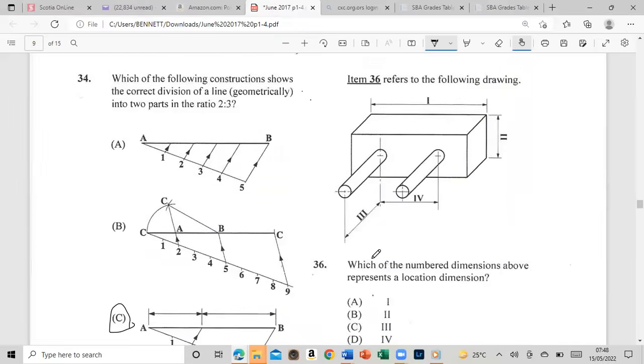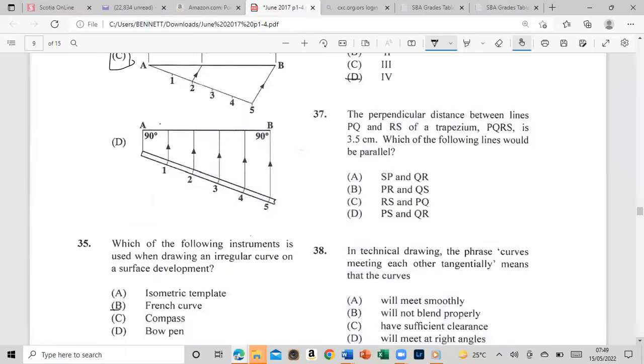Item 36 refers to the following diagram. Which of the numbered dimensions above represents a location? Dimension A, 1, B, 2, 3, or 4? And that would be 4. So that is D. So number 36 would be D. All right, let's move on to 37.